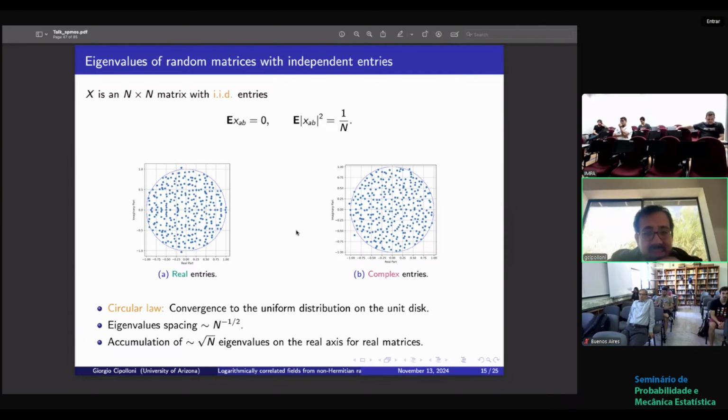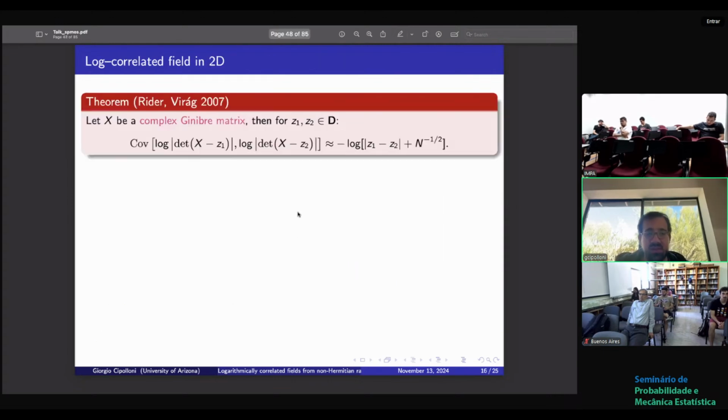So this is how the spectrum looks, and now we want to see what's the natural candidate for the log-correlated field that describes the fluctuations of these eigenvalues. Not surprisingly, it's again going to be the log determinant. In a seminal result by Rider and Virag, now a while ago, they showed that for complex Gaussian matrices the log determinant is in fact a log-correlated field. If we look at the covariance of this log determinant at different points z1 and z2 in the disk, it behaves like the log of the distance. Again, there is some regularization, but it doesn't matter.